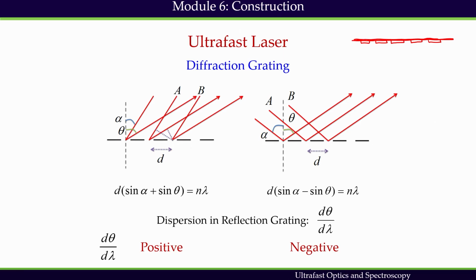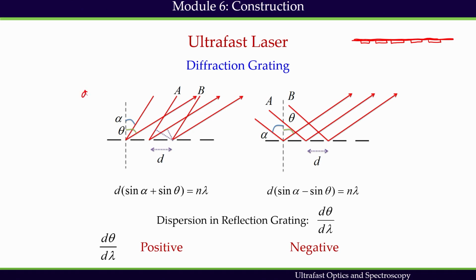Diffraction gratings are usually of two types: transmission grating and reflection grating. As reflection gratings find numerous applications in ultrafast laser systems, we shall briefly discuss dispersion of a reflection grating. As depicted here, there are two different configurations we have shown.